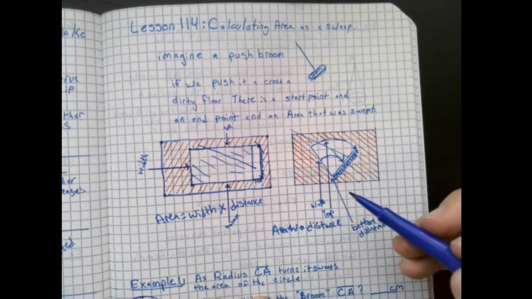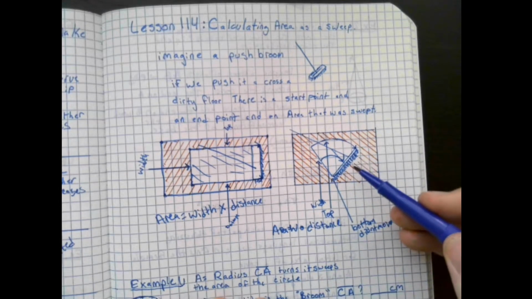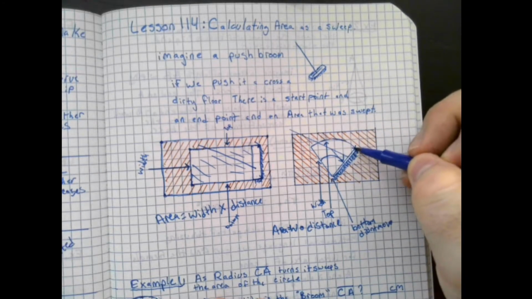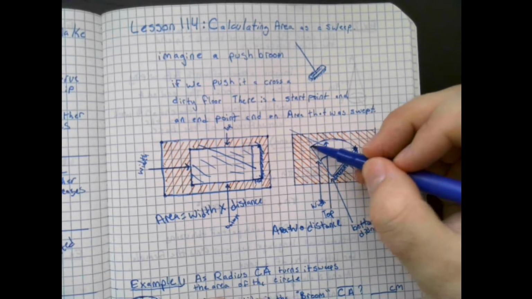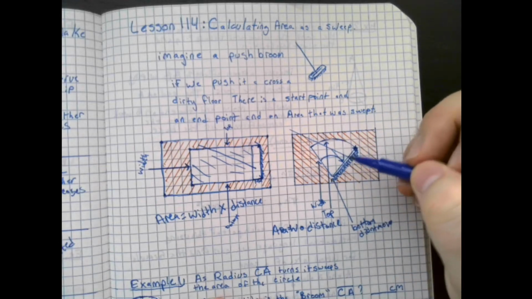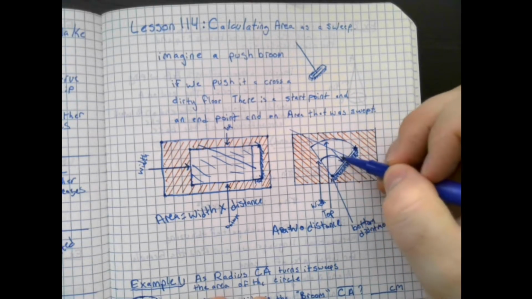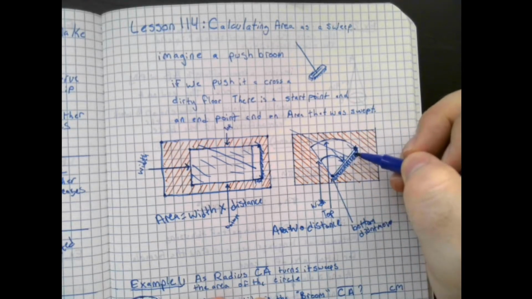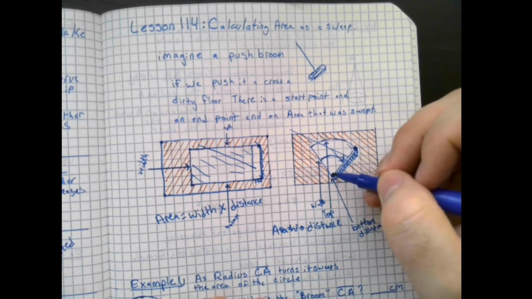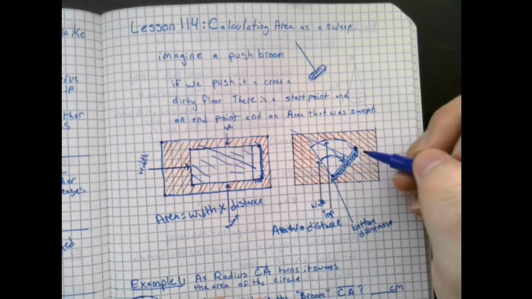But in this case, how far did the broom move? Well, this part of the broom up here moved this whole way over here. This part of the broom didn't move at all. This part of the broom moved less than this. And this one moved more, a little bit less. There's a changing distance that the broom made.